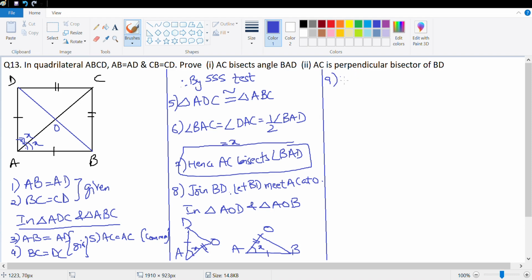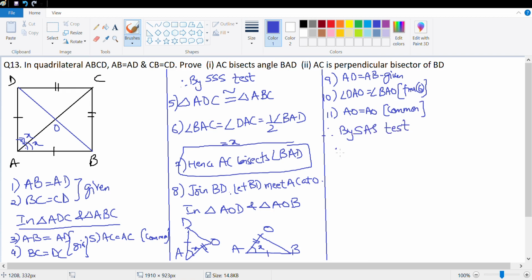Number 9, AD is equal to AB, given. Number 10, angle DAO is equal to angle BAO. This is from 6. And number 11 would be AO is equal to AO. This is common. Therefore, by SAS test, side angle side test, triangle DAO is congruent to triangle BAO. What it tells me is, this is point number 12, that DO is equal to BO. This is CPCTC, half my work done.